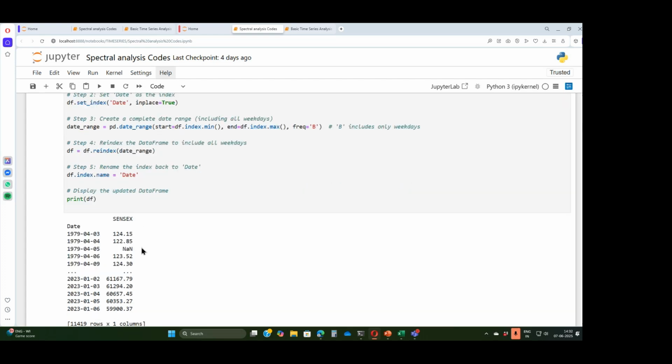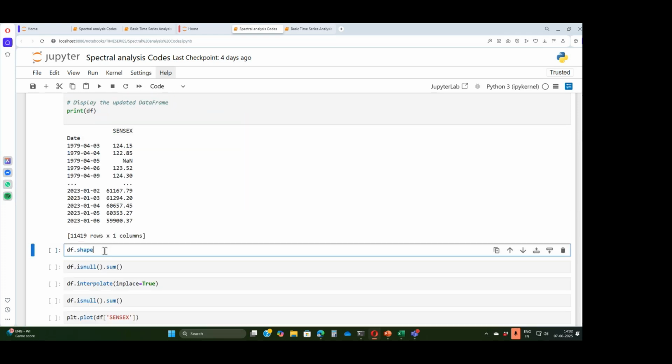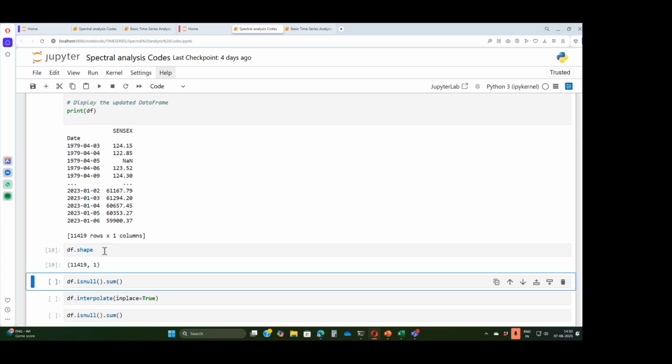So now it's done it. Look, there is a holiday on 5/4, there is no data, so it builds it up and gives you a continuous series 3, 4, 5, 6, 7, 8, 9. This is very important if you're very particular that your data is absolutely perfect. Then I look at the shape and see what is the shape of the series. It has got 11,419 rows.